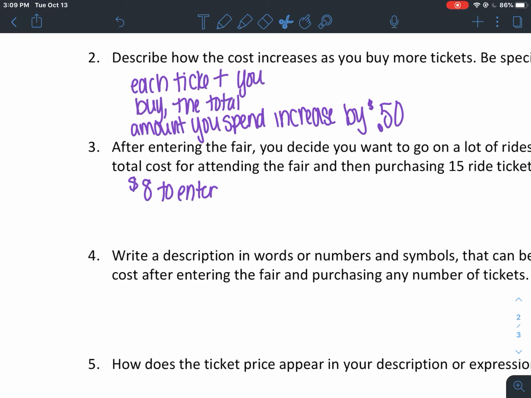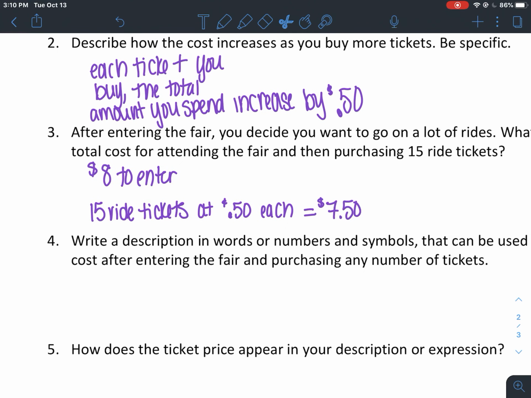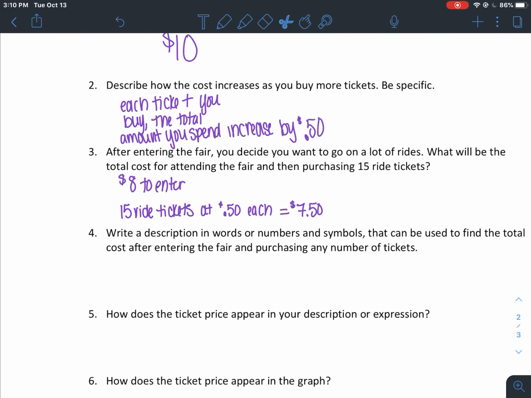And then we want to purchase 15 ride tickets. Each ride ticket costs me 50 cents. So 15 tickets at 50 cents each, how much am I spending for those ride tickets? I'm going to multiply 15 times 0.5, and that's $7.50. Okay, those are really the only costs that I have associated with the fair in this graph.